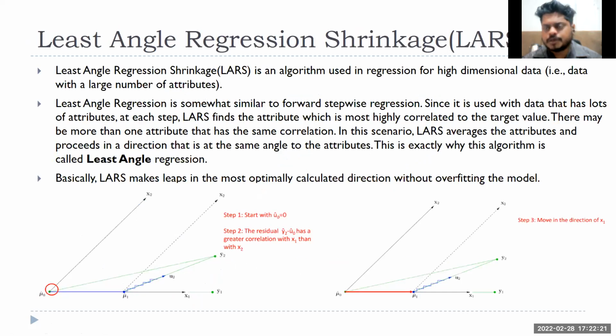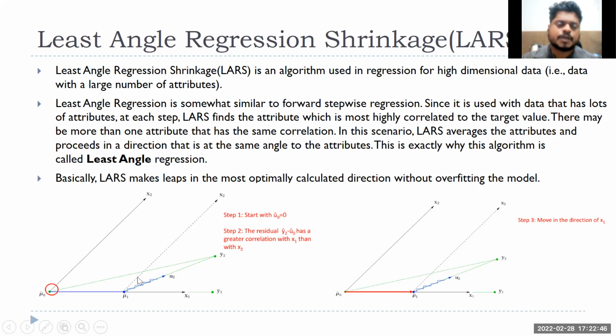Then the last one is least angle regression. Not getting into the mathematical part of it, the simplest way to understand it: let's say I have two kinds of predictors. I want to predict customer revenue, and I have customer income and customer age.